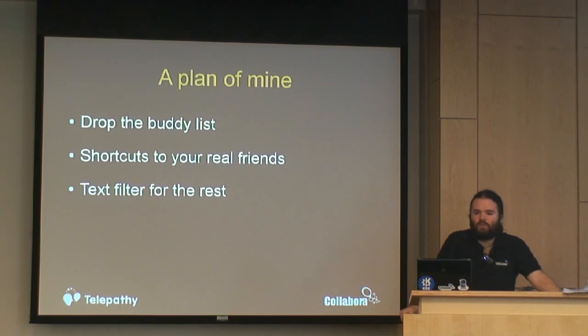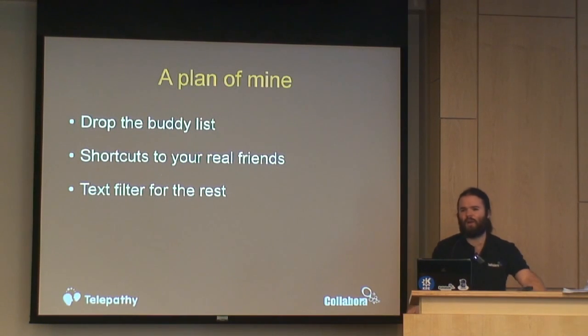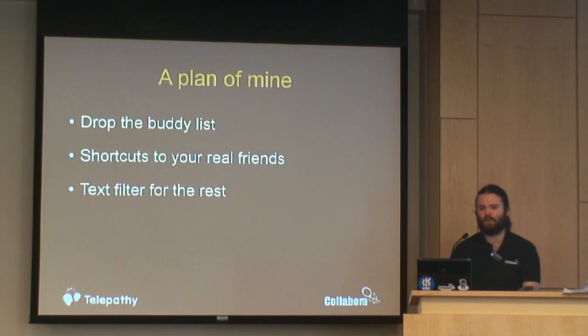Actually, I think that's kind of the direction they're going towards, using Nepomuk to actually save the contact list, Telepathy to Nepomuk type downloader, and kind of getting all that working with the rest of the KDE infrastructure. But kind of a plan for mine, for something that could be a little bit more quick and dirty, is to, like, personally, basically drop the buddy list.